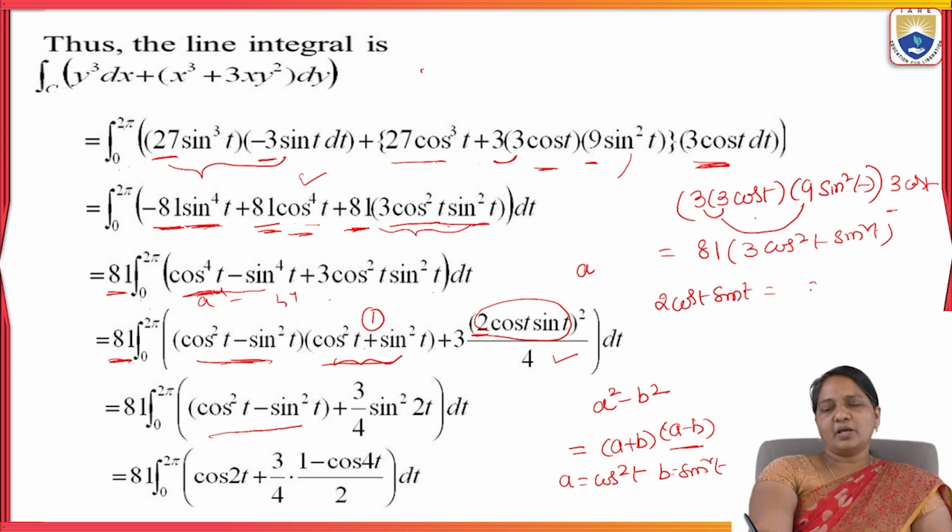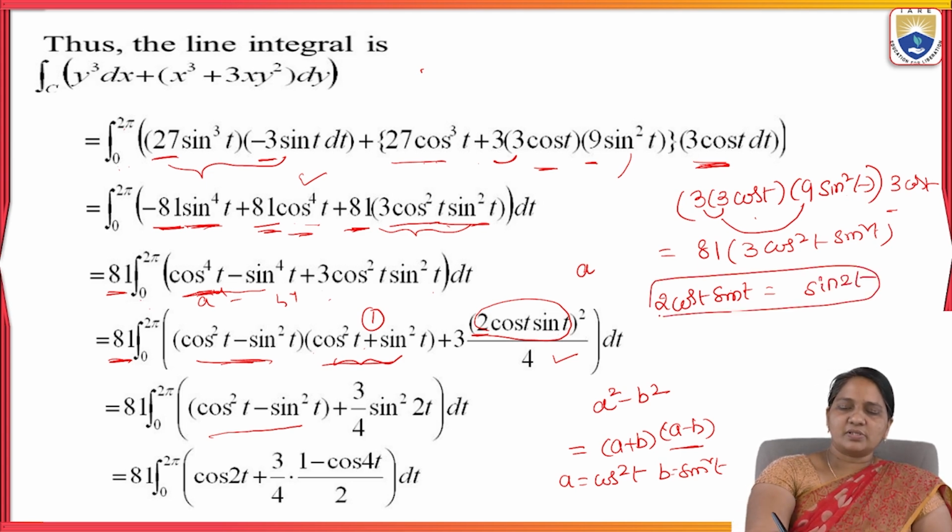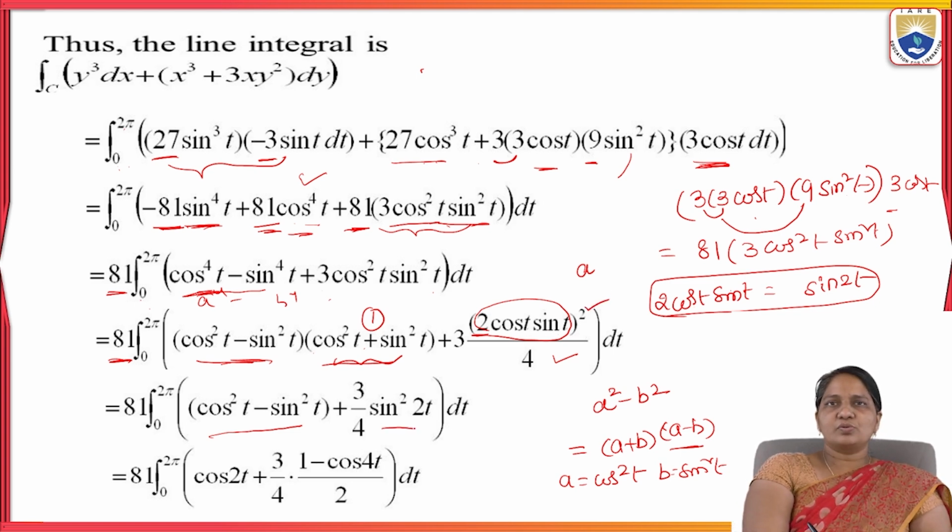So 2 cos t sin t, this is the trigonometric formula. We can write this as sin 2t. Sin 2t equal to 2 sin t cos t. So now we are writing, already the square is there, so sin square 2t, according to the formula. This one is sin square 2t. Now cos square t minus sin square t, we are having the cos 2t formula. So this one is cos 2t and 3 by 4, and this one is sin square 2t.